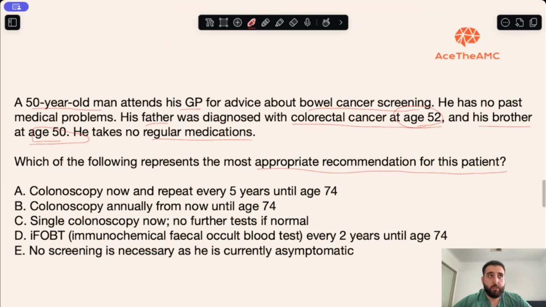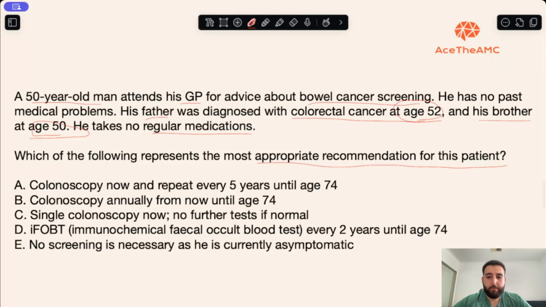So just going back to our stem. Our patient is 50 years old and he's got 2 first degree relatives, his father and his brother, and they're both under the age of 55. So this places him in the moderately increased risk category. And so it's asking what's the most appropriate recommendation. This would be option A, colonoscopy now and repeat every 5 years until the age of 74. That was based on the categorization and the guidelines.